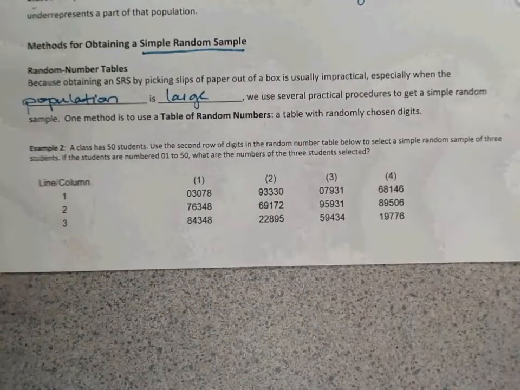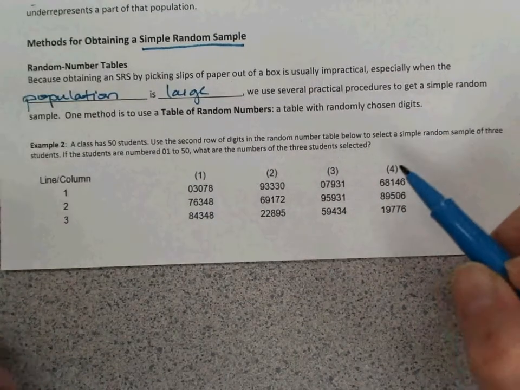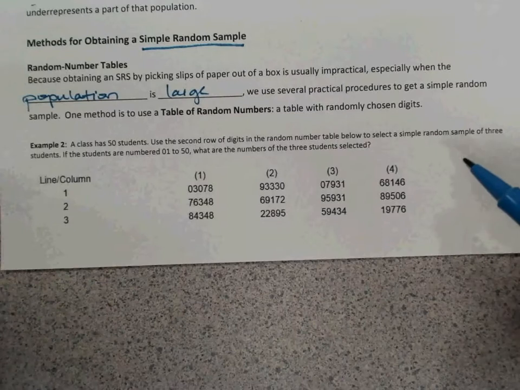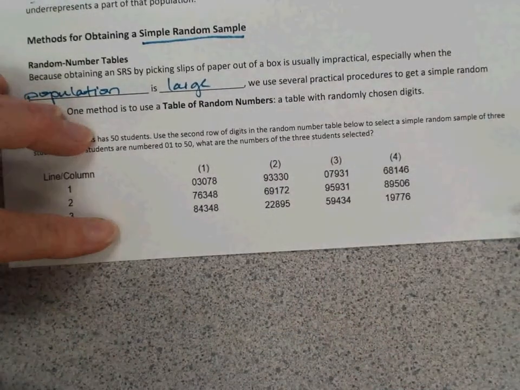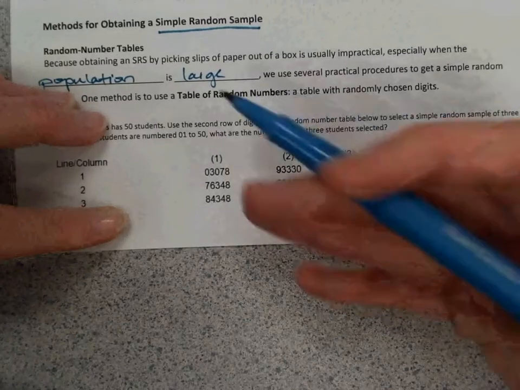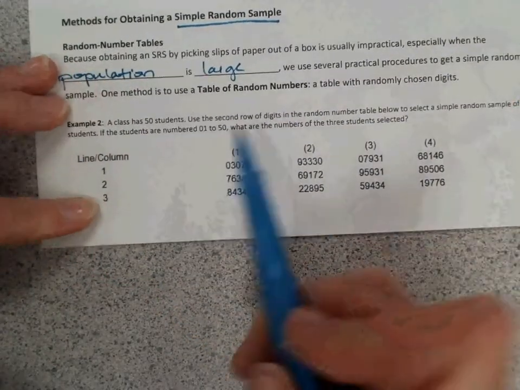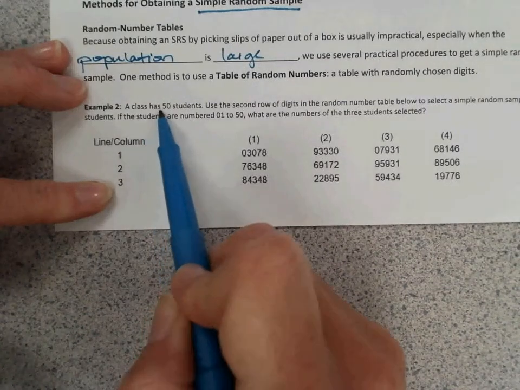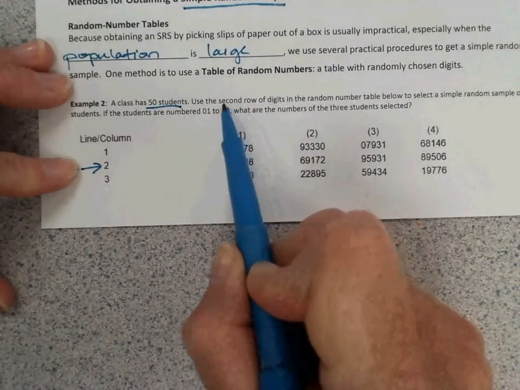We use several practical procedures to get a simple random sample. One method is the table of random numbers. So it's a table. These numbers are just randomly generated, and you can see they're organized in columns and rows. In this example, you have a class of 50 students, and we're going to use the second row. It tells us where to start.